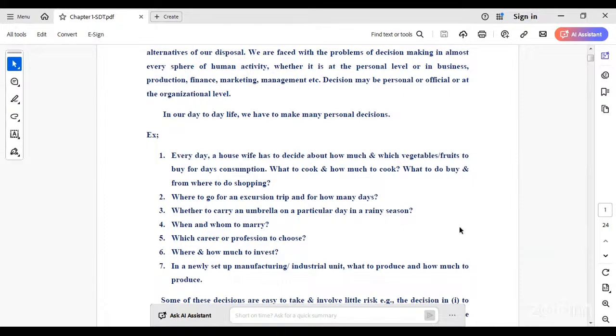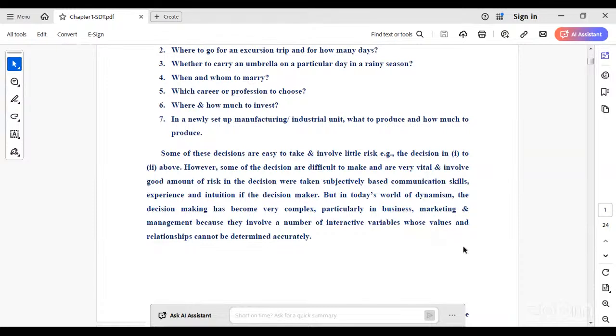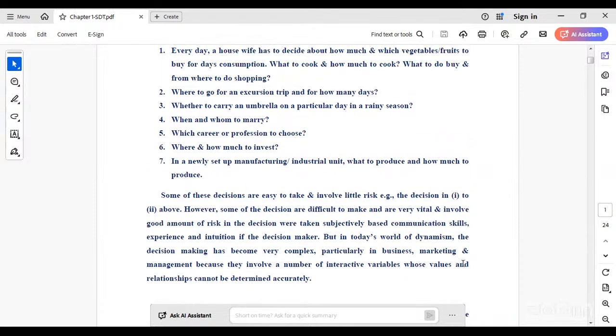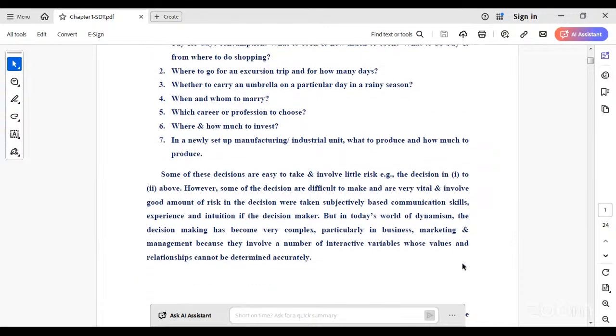Okay, so here some of these decisions are easy to take and involve little risk. Say decision number one and two in the above will take a little bit of risk. However, some of the decisions are difficult to make and very vital and involve a good amount of risk if the decision is taken subjectively, based on communication skills, experience and intuition of the decision maker.